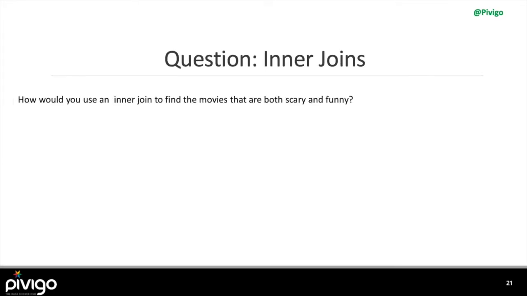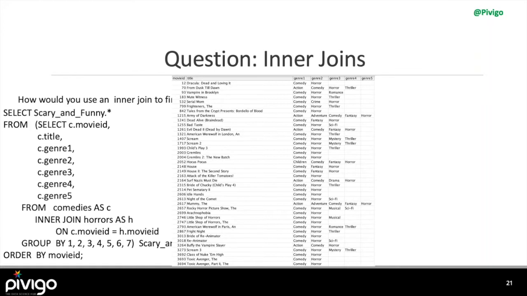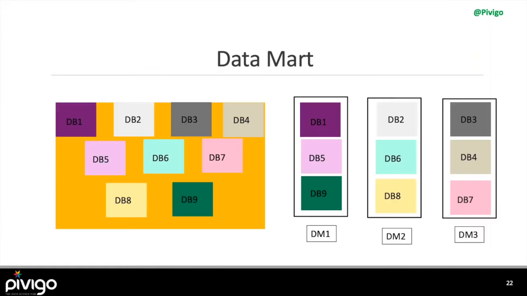You'll go, how do we use an inner join to find the movies that are both scary and funny? Pause the video here, write the code, come back when you're ready. Welcome back. So now you've had a go, how did you do it? Well, this is how I did it. I did an inner join on the horrors and comedies table. So here we're going to get all the movies that are scary and funny. And there we go, what we were looking for.